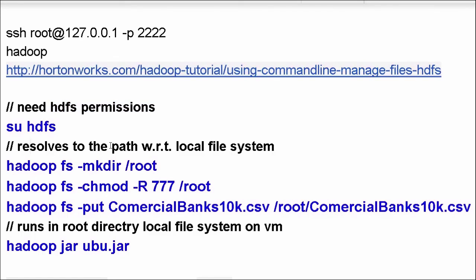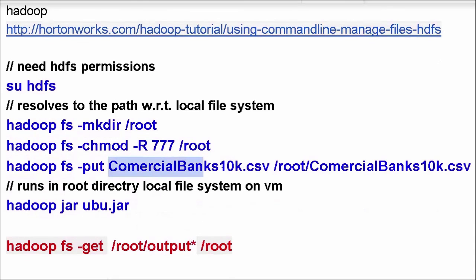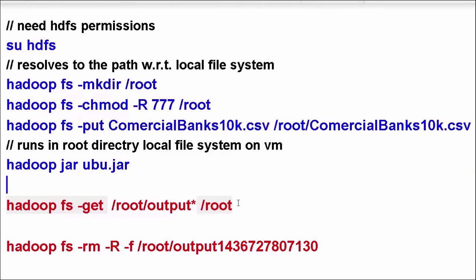We need to resolve the paths correctly with respect to the local file system. We are running the jar from Hadoop, so our jar is running on the local file system in the VM. We need to resolve the HDFS URLs correctly, so that means we need to create a root directory. In the Hadoop file system we create a root directory, and we need to give it all the permissions it needs, reads and writes. We need to put the data into that directory. In the local file system in the root directory, we issue this command which runs the jar in the Hadoop cluster.